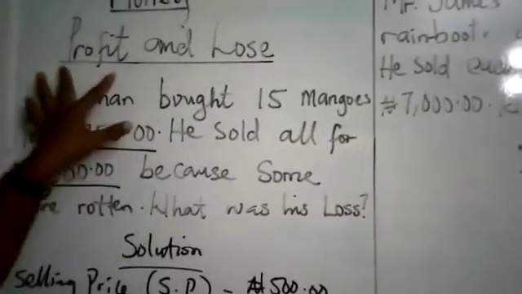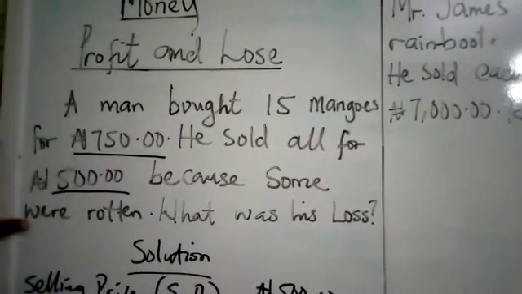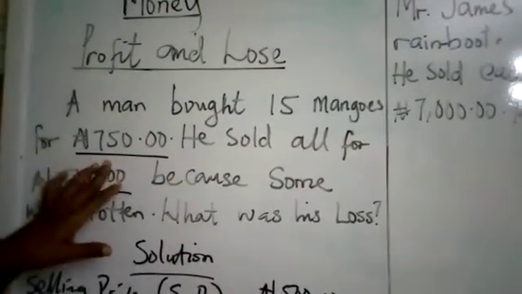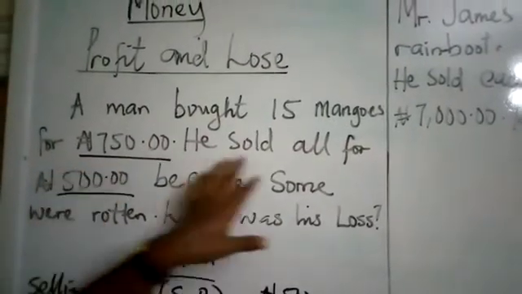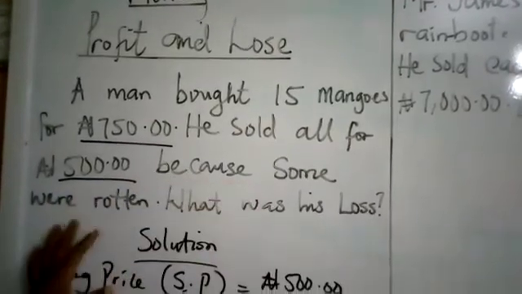The last time we met, we looked at profit and loss. We considered the profit. Today we are going to look at loss. With this example, a man bought 15 mangoes for 750 naira. He sold all for 500 naira because some were rotten.